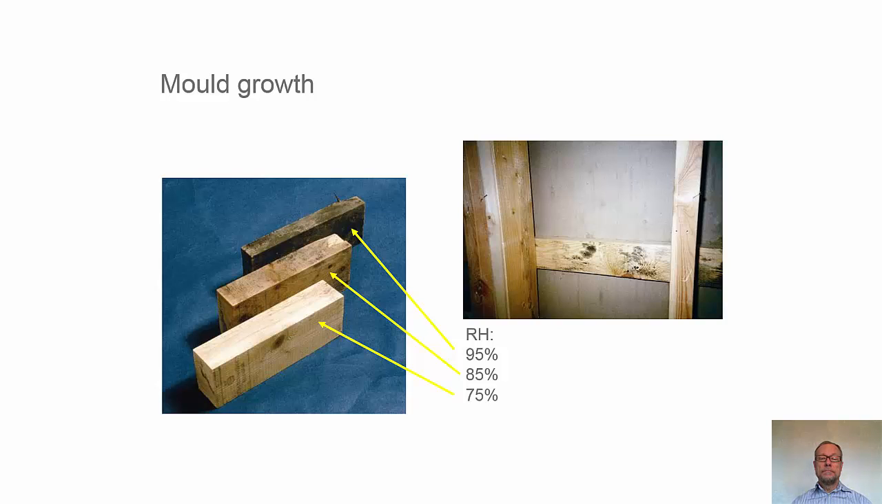Mold growth. To the left we see three pieces of wood that have been stored in different environments around 20 to 25 degrees C and 75, 85 to 95% relative humidity. And we see clearly that if we go below 85, coming closer to 70%, there is less severe mold growth on the wood. To the right-hand side, we see a wall that had been damaged, opened from the outside and looked into the construction afterwards, and we see mold formation on the joists there.